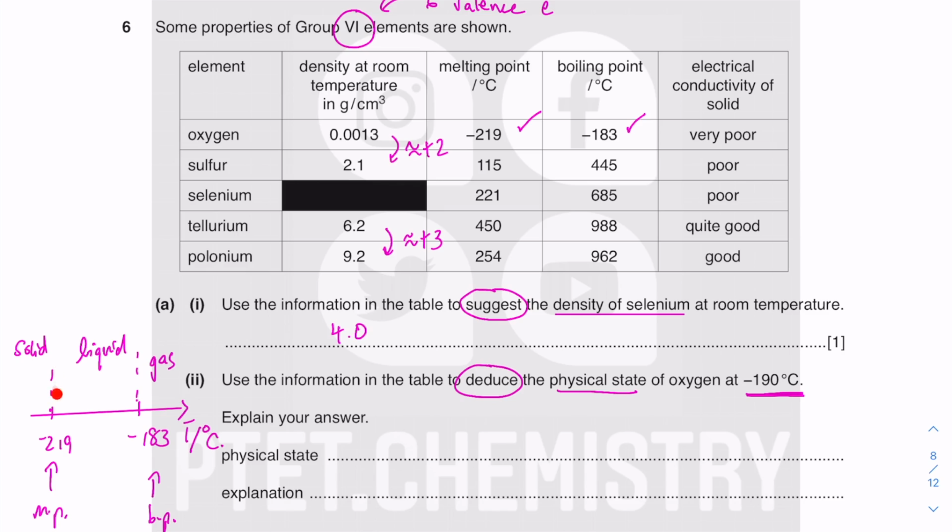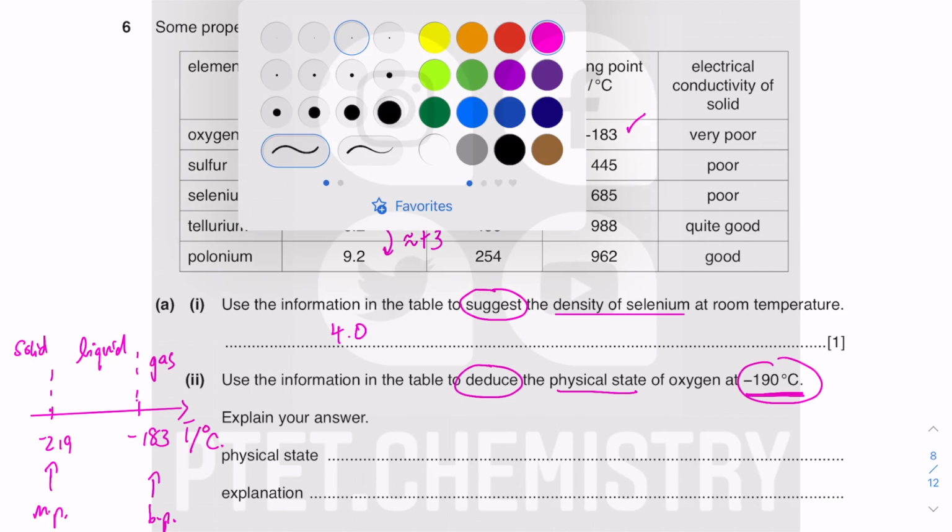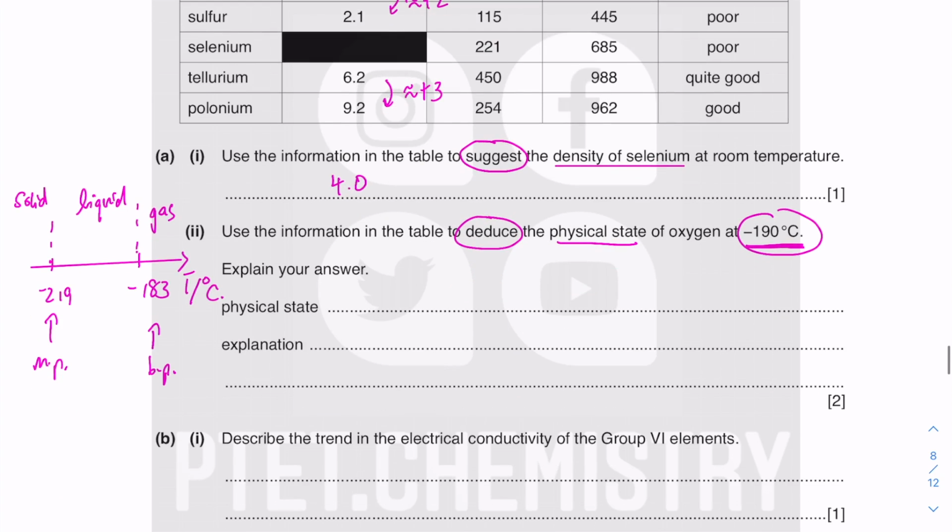You haven't melted yet, so you are solid. You have already boiled, you are a gas. If you are in between the melting point and the boiling point, you are a liquid. So now, what do we have? Minus 190 degrees Celsius. Put in minus 190 degrees Celsius. Minus 190 degrees Celsius is there. Therefore, it is a liquid.